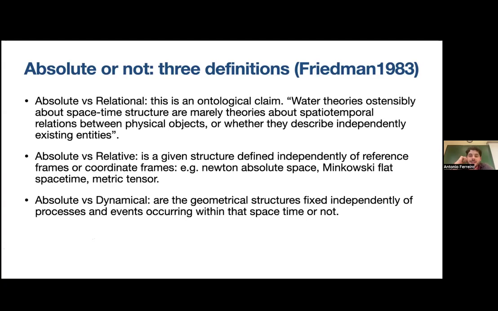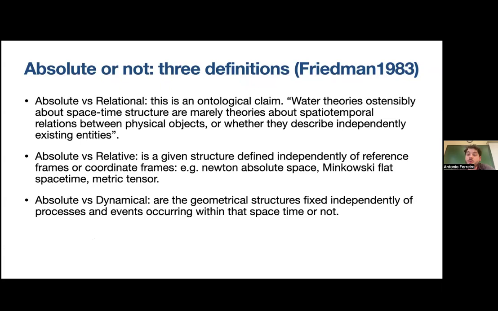In order to do that, I want to briefly give you some definitions to properly say something about the principle of relativity. So I will use these three definitions of absoluteness that Friedman proposed in his 1983 book, that are important for our distinction, okay? So first of all, we have the notion of absolute versus relational. Here we are speaking really about an ontological notion.